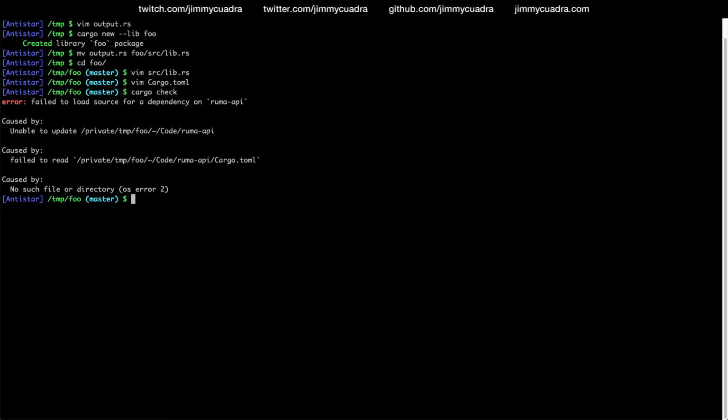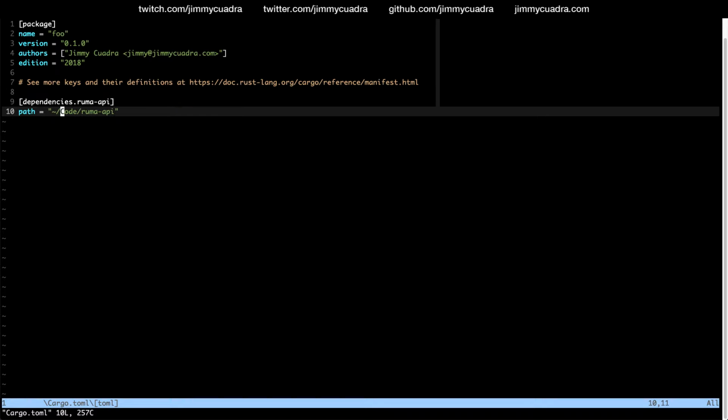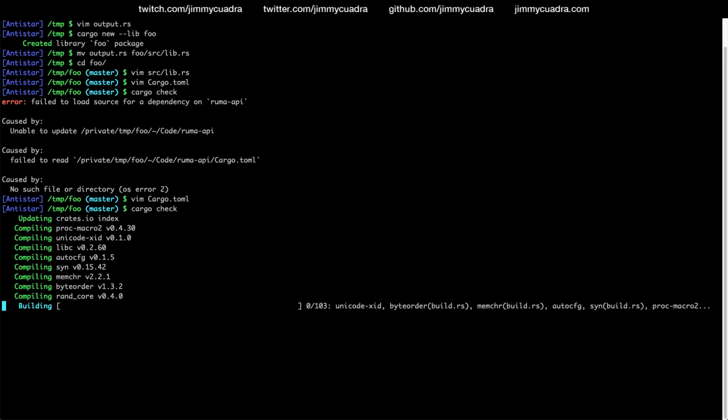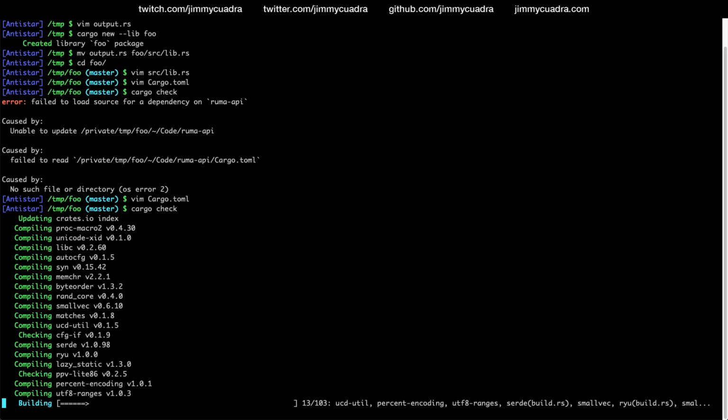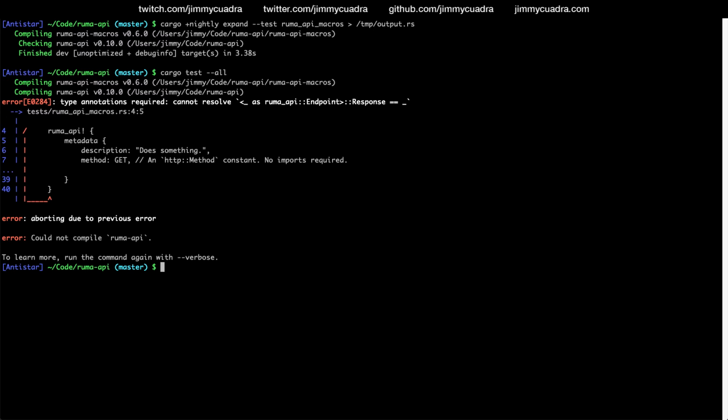Failed to load source for dependency. Oh, it doesn't know how to resolve the squiggle. So this is at /Users/jimmy. Let's try that again. Alright, I'm just going to let that run. That will hopefully help me figure out where that error is coming from.